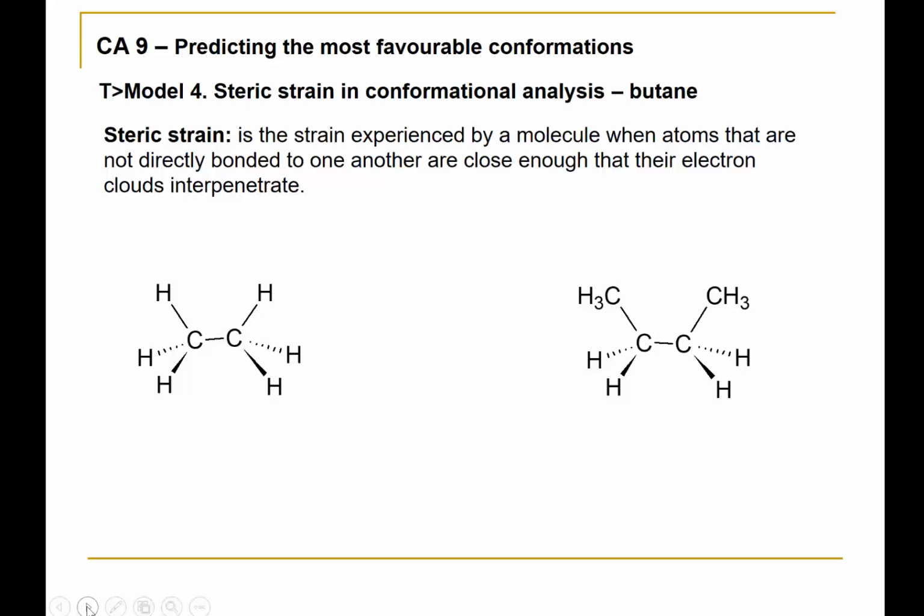Again, torsional strain has nothing to do with the atoms that are attached to the carbons, but rather it's the repulsion between the pairs of electrons. There's another kind of strain that affects a conformational analysis, and this is the steric strain. To exemplify this, I will compare a conformational analysis of butane to ethane. But first of all, I define steric strain, and this is the strain experienced by a molecule when the atoms that are not directly bonded to one another are close enough that their electron clouds interpenetrate.